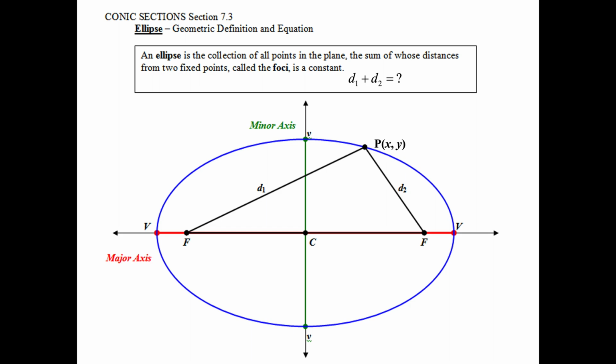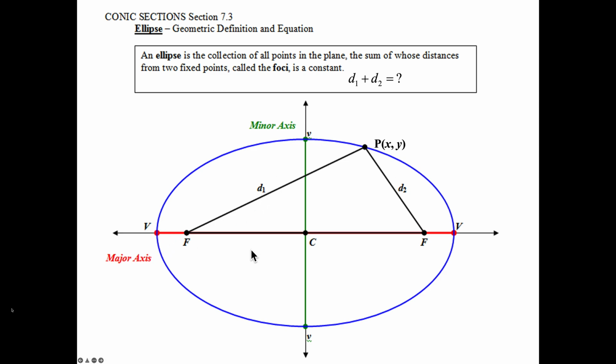So what that means is this d1 plus this d2 always has to be the same constant sum, no matter where this P is at. And you may have done this assignment once. Let me back that up a bit. You might have done this when you were in middle school.